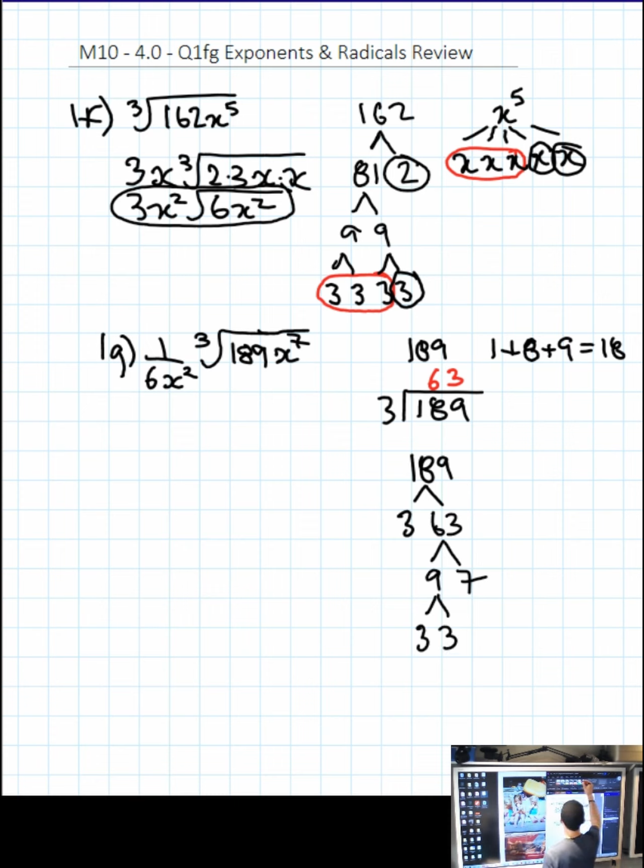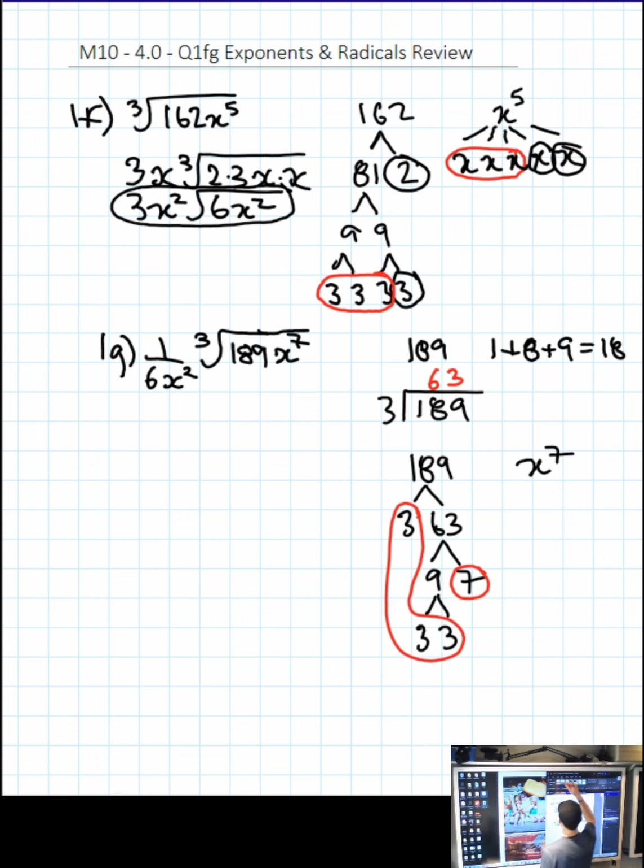So again, we have a cube root. So we're looking for triples. So I have 3 3's and then a 7 left over. And we know that x to the 7 is simply x times x times x times x, that's 7 times.